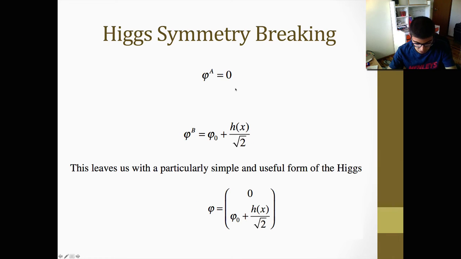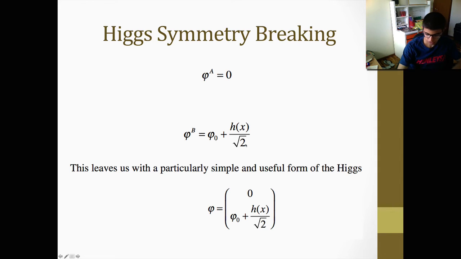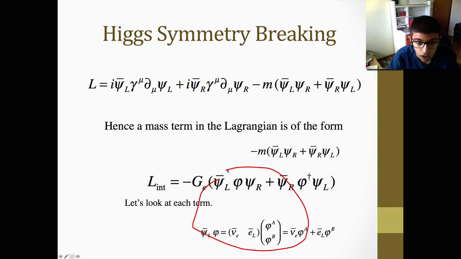Now we can actually use one form of the Higgs field by setting phi A to 0 and setting phi B to (phi 0 plus H(x)) over root 2. The H(x) term just represents a function in space. It doesn't really represent any real number. Okay, so this is basically the form of the Higgs field that we have now.